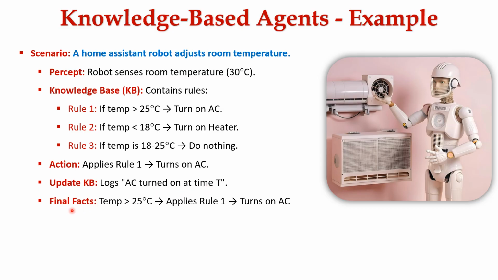Next, the final fact is being derived. Now, the robot has a clear record of what happened. If temperature was 30 degrees, that is greater than 25 degrees Celsius, then it applied rule 1, then the AC was turned on. Hope you are clear with this example.